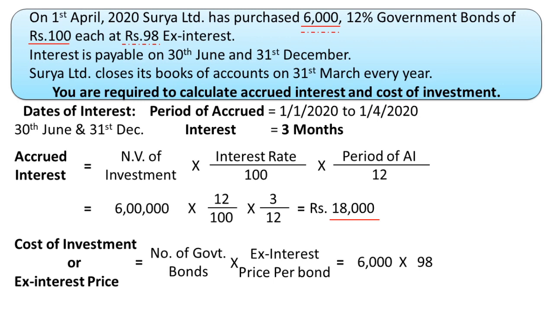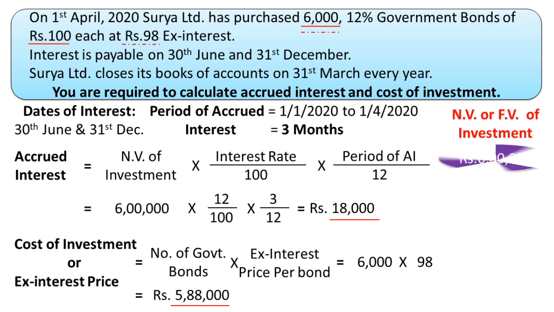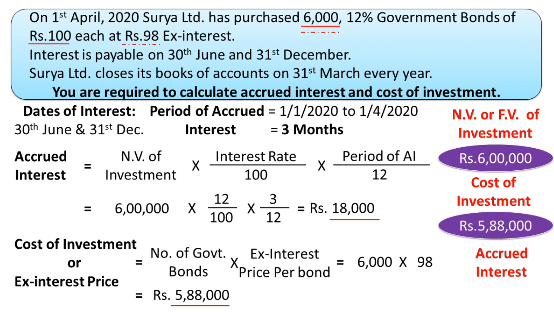5,88,000. So we have calculated nominal value or face value here, that is 6,000 multiplied by 100, 6 lakhs. We have also calculated cost of the investment, which is nothing but ex interest price, 5,88,000, and we have also calculated amount of accrued interest, which is rupees 18,000.